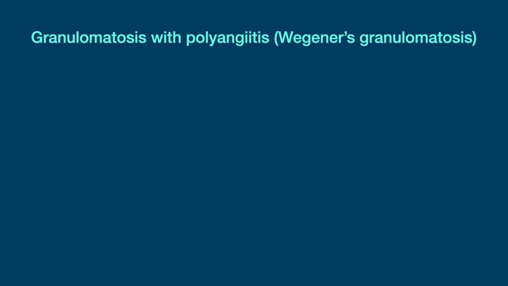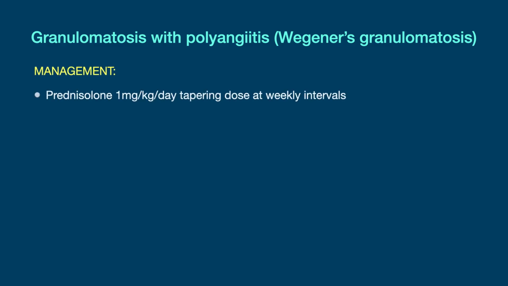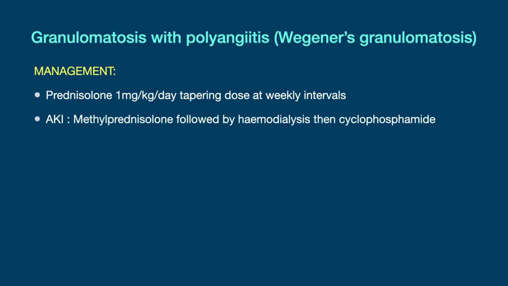The management of granulomatosis with polyangiitis includes steroid therapy. Prednisolone is given in doses of around 1 mg per kilogram per day initially, after which the dose is reduced rapidly, typically at weekly intervals. In cases of renal failure with indications for dialysis, the initial management may include methylprednisolone, and this should be given immediately, followed by hemodialysis and then cyclophosphamide.